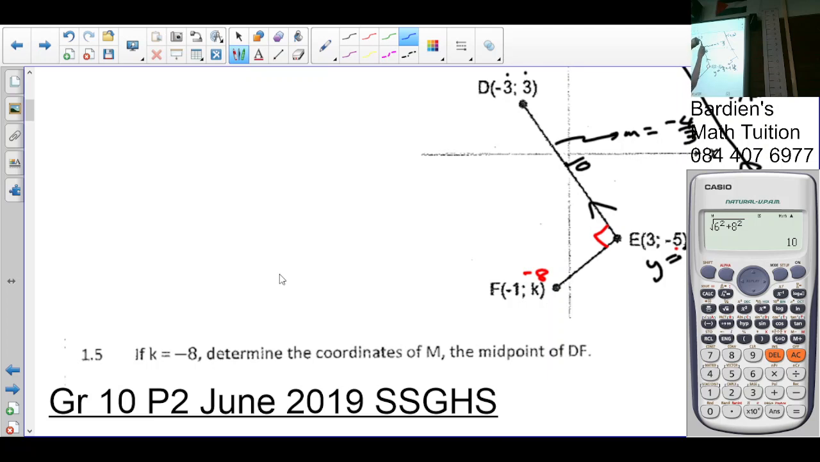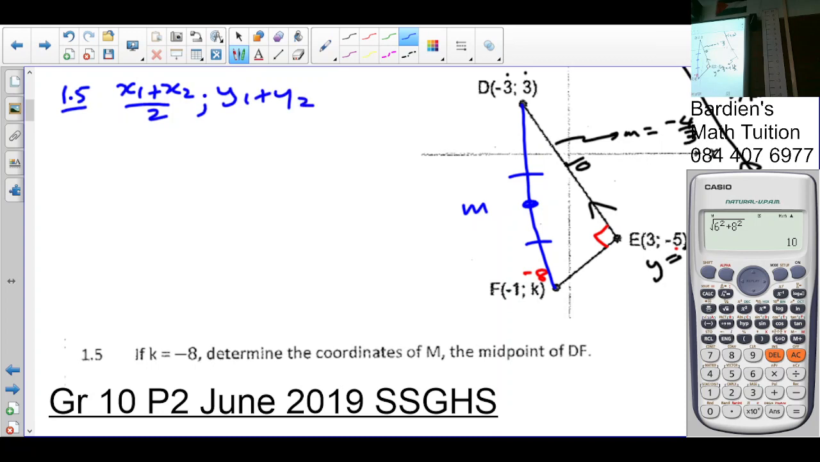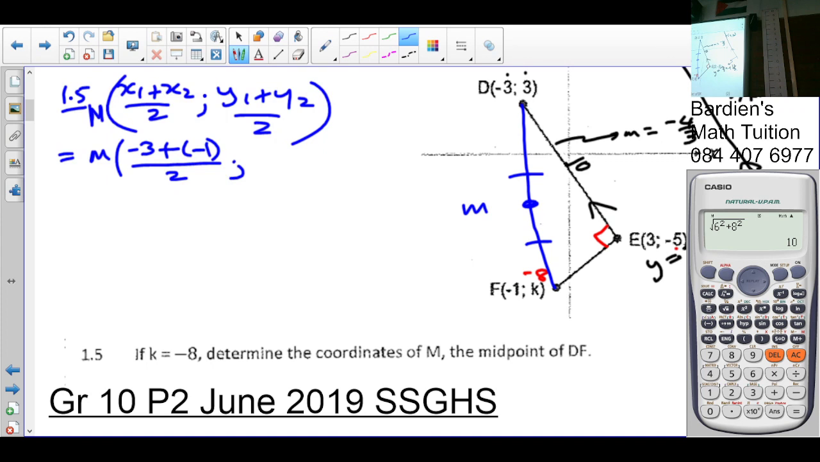So DF, M is there. How do I work out the midpoint? Using the midpoint formula, which is x1 plus x2 over 2, y1 plus y2 over 2. That is your M. So that gives us minus 3 plus minus 1 over 2, and then 3 plus negative 8 over 2. So that gives us negative 2 and negative 5 over 2.